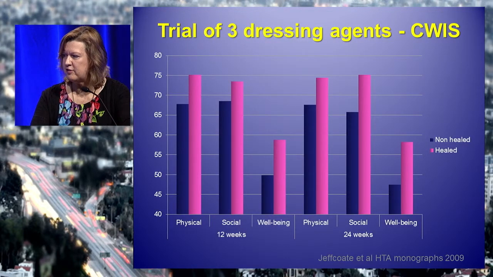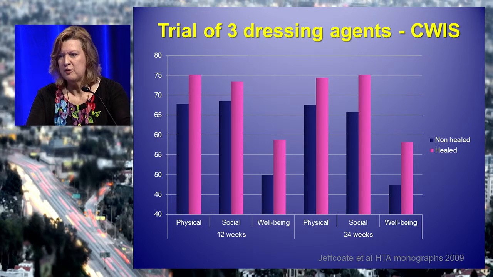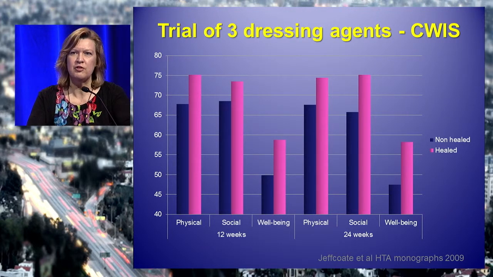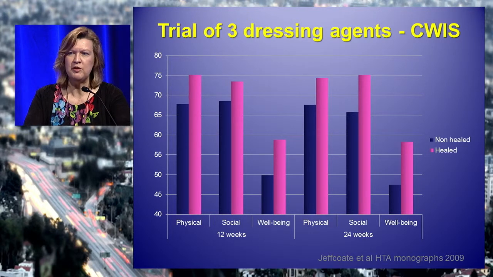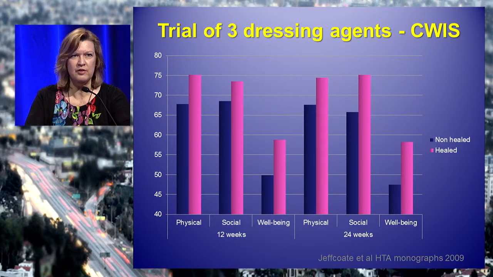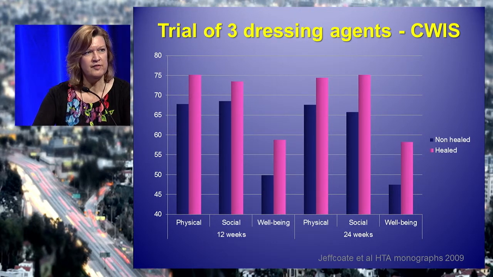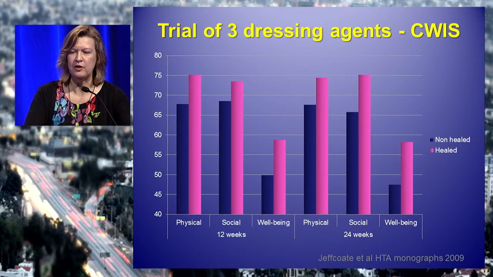And these are some data from a trial of 3 dressing agents that we ran from Nottingham, which was published in HTA Monographs in 2009. The 3 different dressing agents were simple non-adherent dressing, Aquacel, or an iodine dressing. In fact, there were no differences in healing between the 3 dressings, so the data were pooled. And these are the quality of life data using the Cardiff Wound Impact Schedule, which is a validated wound quality of life scale and is divided into 3 different sections: physical well-being, social well-being, and overall well-being.